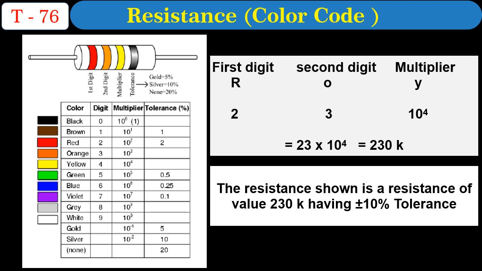Friends, usually the color code is printed on the surface of the low power resistors as shown. We have to read the color code and find the value of the resistor. The leftmost digit is a number, the next digit also is a number, and the third or the last digit is a multiplier. To the extreme right, you find the tolerance. Gold is plus or minus 5% tolerance, silver is plus or minus 10% tolerance, and if there is no color, the resistance will be of 20% tolerance. So using this format, we find that the resistance value shown is 230K having tolerance of plus or minus 10%.